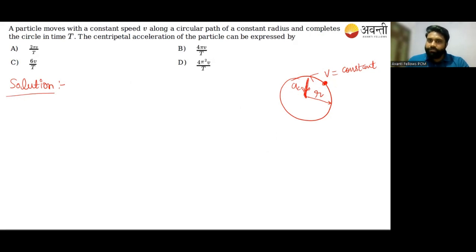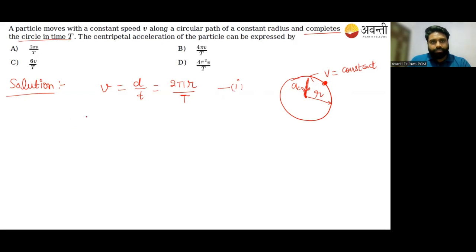So in one revolution, how much distance would it cover? The circumference of this circle. So we can write that speed is equal to distance upon time. How is the distance traveled? Distance traveled is 2 pi r divided by time t, because it is given that it completes this circle in time capital T. So I have written it here. This is equation number 1.